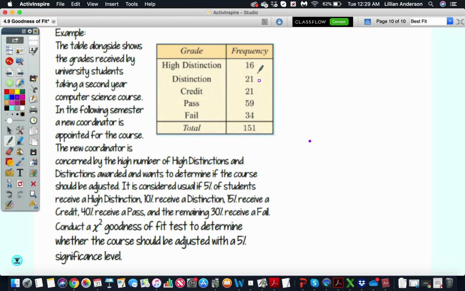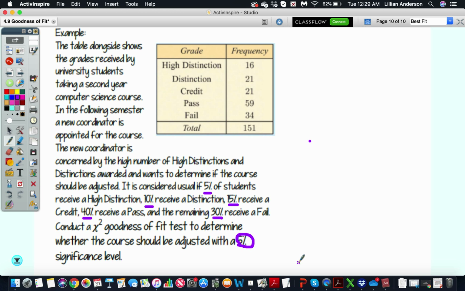Now the table tells us the frequency in which the previous semester's course awards were given out. But we have what is the usual. The usual here is our expected value. So all these numbers are going to be important when it comes to us doing our goodness of fit test. Now we are going to determine if the course should be adjusted with a 5% significance level.